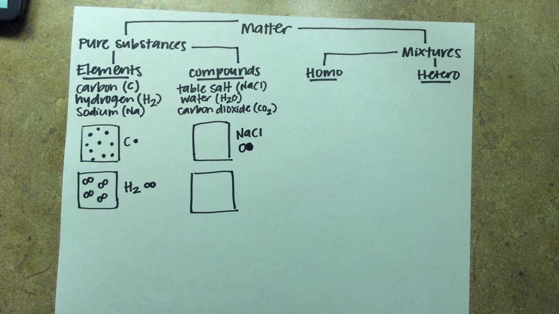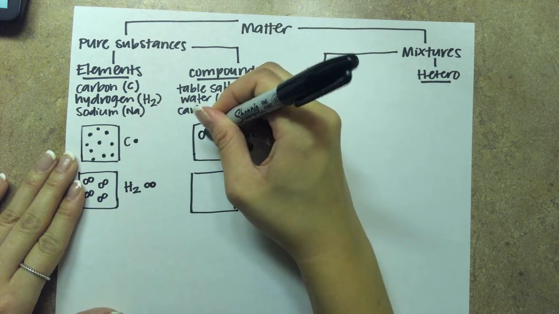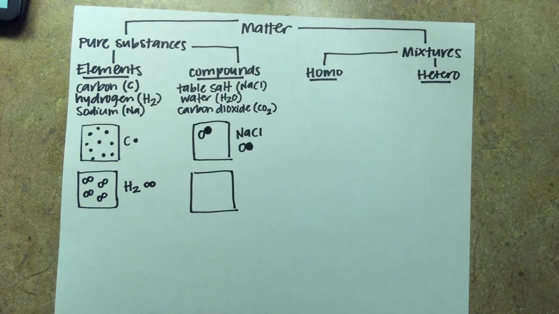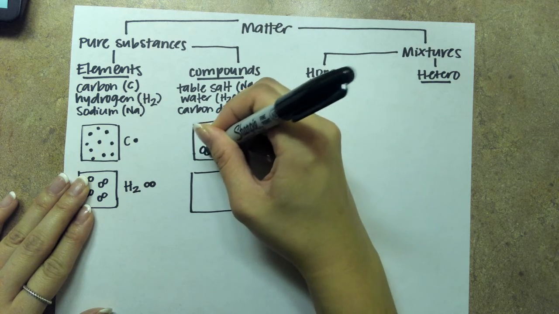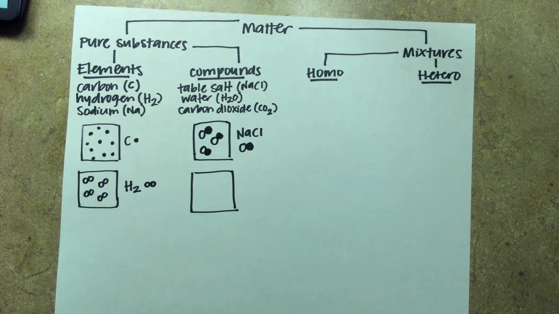The point here is when we're drawing a particle diagram for a compound, again, you draw the compound, and then you're going to just draw the same thing over and over and over again. So just like this. So in your particle diagram, it should just be the same image repeated over and over again.